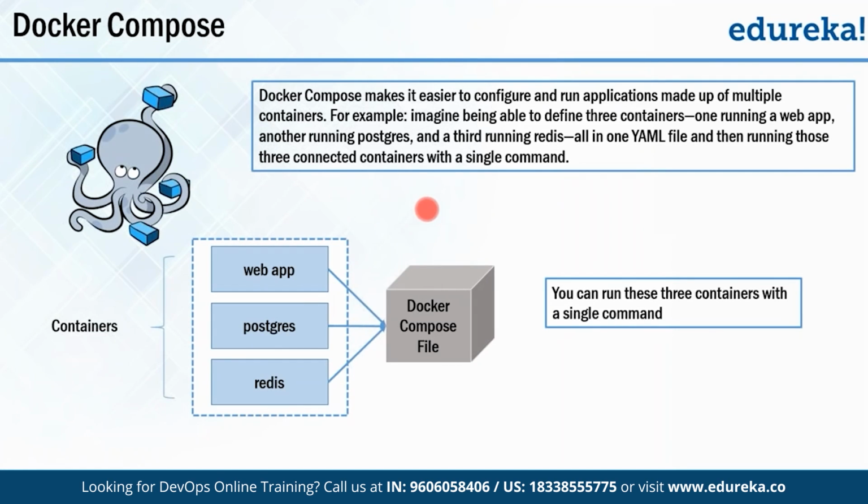As you can see, there is an example in front of you. Imagine you're able to define 3 containers, one running a web app, another running a Postgres, and another running a Redis in a YAML file. That is called a Docker Compose file. And from there, you can execute all these 3 containers with one single command, that is docker-compose up.